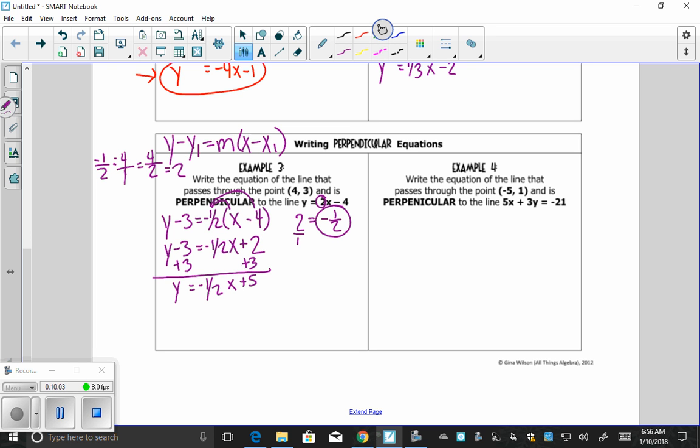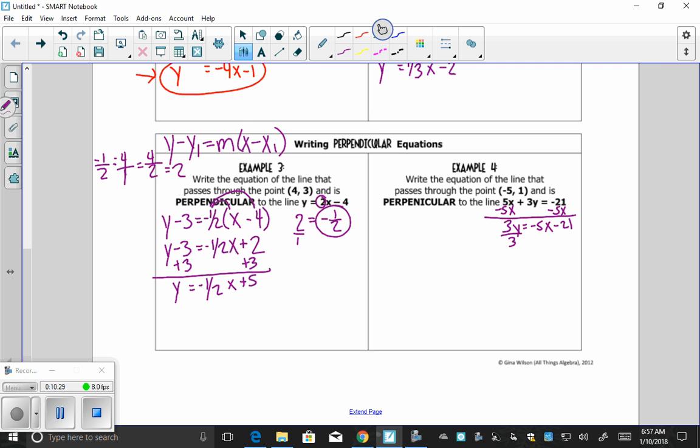So if you look at problem 2, there again, my formula is not in y equals mx plus b. It's in standard form. So I'm going to change it to make it look like y equals mx plus b. First thing I have to do is subtract the 5x from both sides. And I'm going to be left with 3y equals negative 5x minus 21.